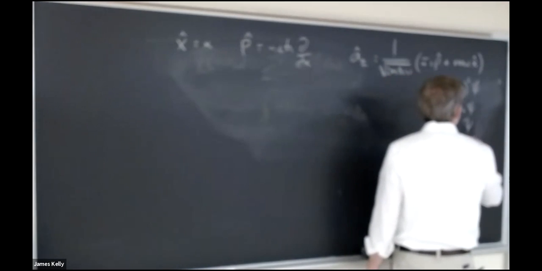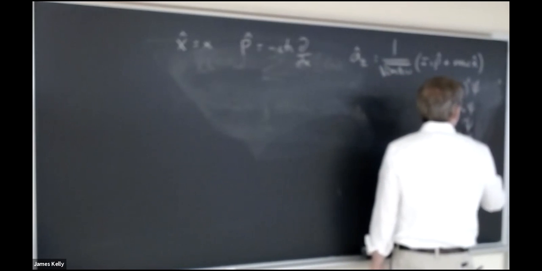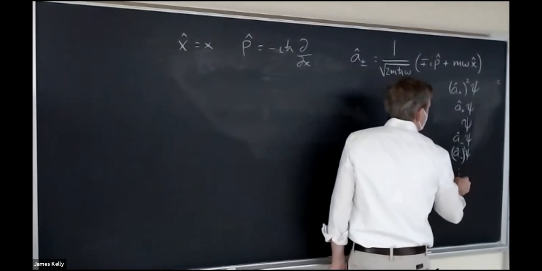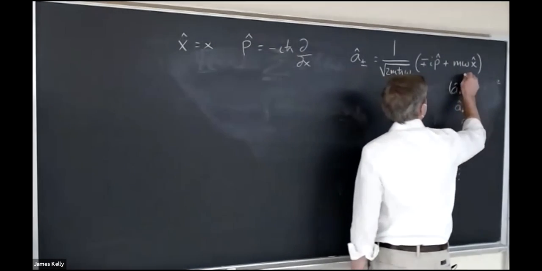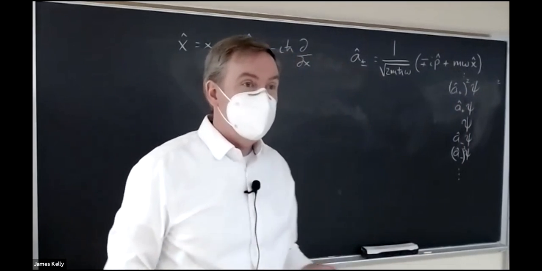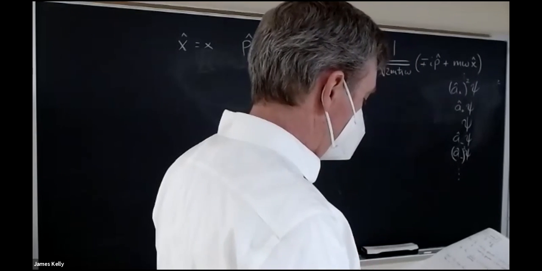And same thing for the lowering operators. This is a solution to the time-independent Schrodinger equation. This is also a solution to the time-independent Schrodinger equation. And this is called a ladder of states. Oops, I put those in the wrong place. And those will exhaust all the possibilities. And so, we've got to do the details now.